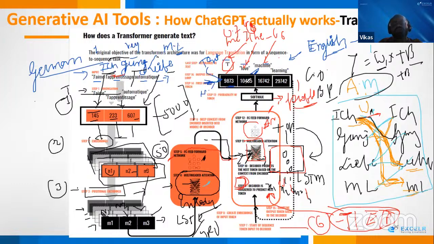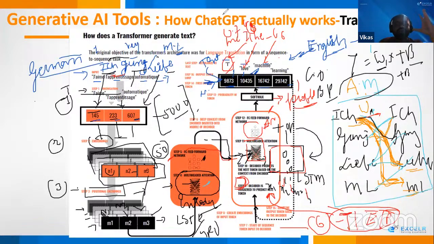That is why you can see a number here, 9873. They don't look like this, 145233607. You can see different numbers getting generated, right? The same process is happening everywhere, and by creating these different numbers they are able to generate English language. Cool, guys. Everyone understood now how this entire transformer is generating text, and how the machine translation we have seen generates German to English. All right, so this process is happening.